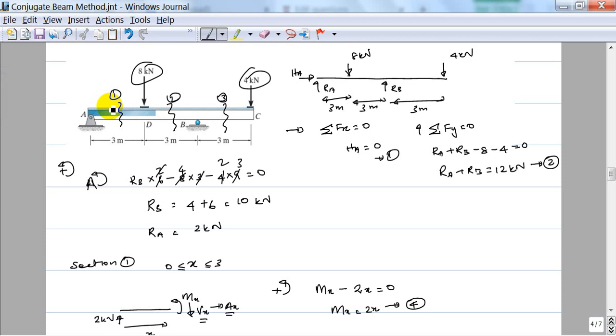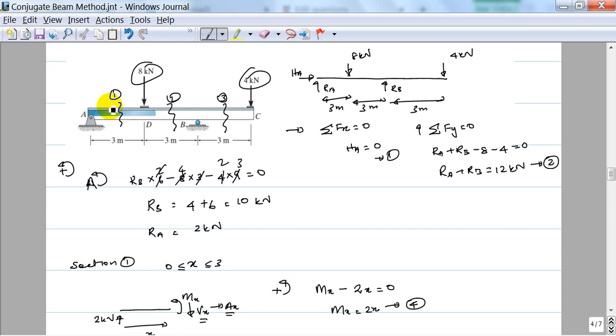So slope corresponds to shear force and deflection corresponds to bending moment. So in the conjugate beam at A you can have shear force, but you cannot have bending moment. So if you want a support that can carry shear force but not bending moment, then it should be a pin support.